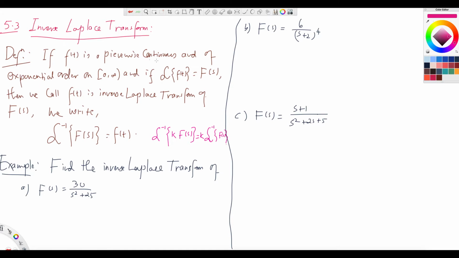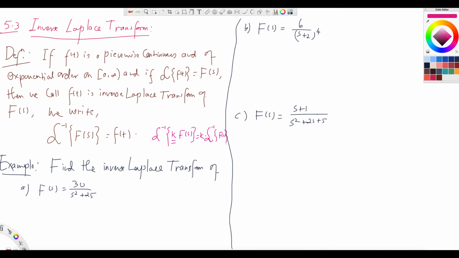So if f(t) is piecewise continuous and of exponential order on the interval 0 to infinity, and if the Laplace transform of f(t) is uppercase F(s), then we call f(t) the inverse Laplace transform of F(s). We write the inverse Laplace transform of F(s) equals f(t). If there is a constant multiplied inside, you can take that outside and then multiply from outside.